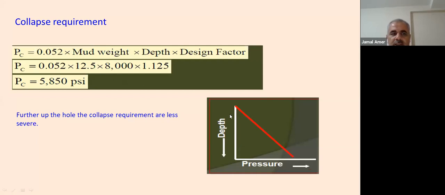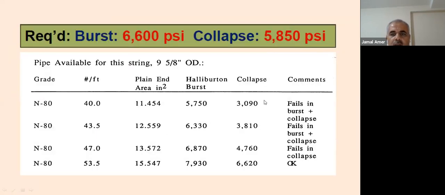Here we also call it collapse pressure at the casing shoe. While the collapse pressure at the surface is 0. Here also, so now we have burst pressure. We get two values for burst pressure. We get a value for collapse pressure, and we have this table.